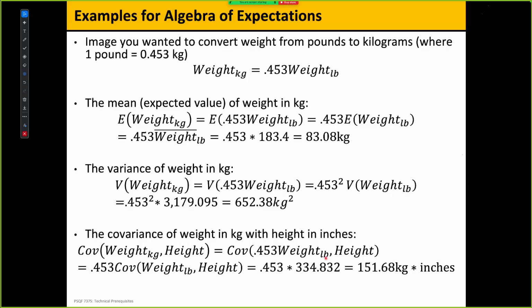All right, let's take an example. Imagine that you wanted to convert weight from pounds to kilograms, where 1 pound is equal to 0.453 kilograms. You would just multiply a weight of a person by 0.453. We'd also see the mean weight for our sample change. If the mean weight in our sample was 183.4 pounds, then it becomes 83.08 kilograms after we multiply. The variance of weight in kilograms works similarly. That would be 0.453 squared times the variance in weight, which in that case would be 652.38 kilograms.